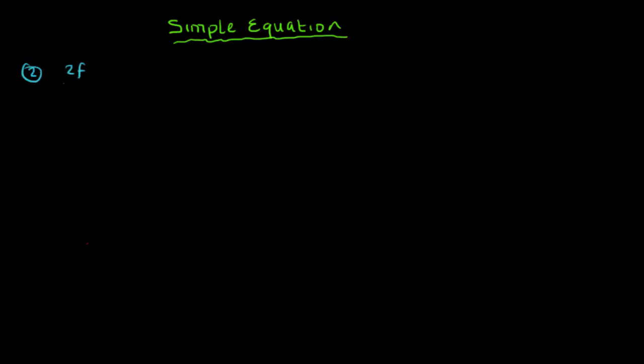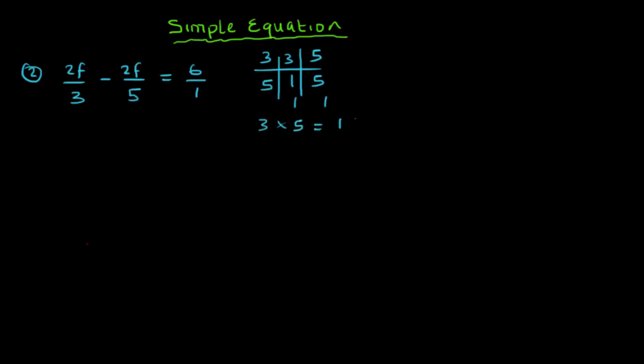I have 2f over 3 minus 2f over 5 equals 6. You know I can put this as 6 over 1. So the first step is to find the LCM of the denominators, 3 and 5. 3 here is 1, 5 here is 1. So 3 times 5 equals 15. Now the LCM is 15. What I do next is multiply through by the LCM.